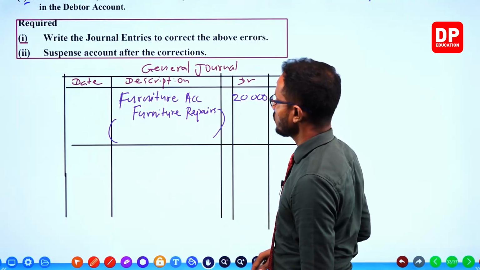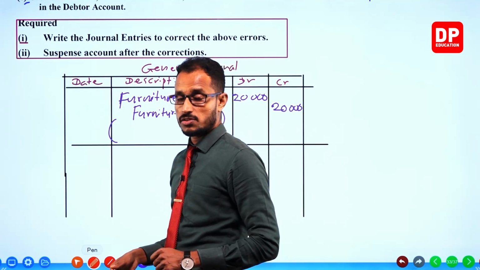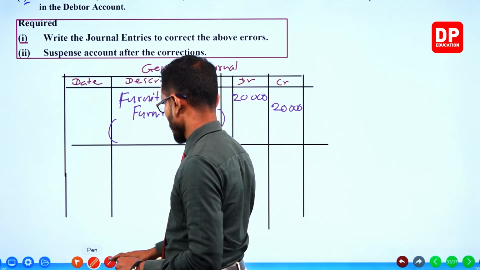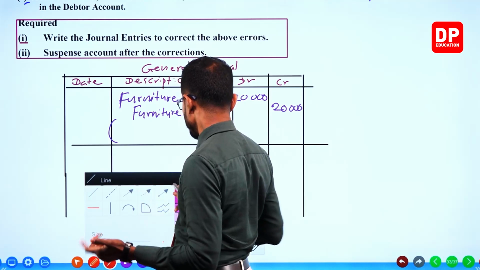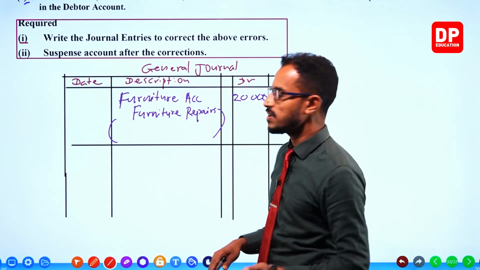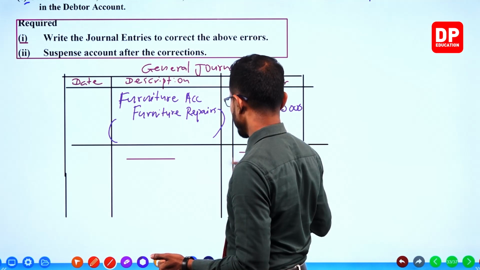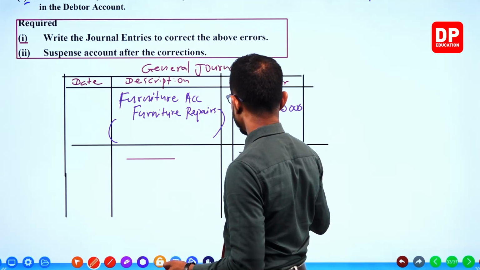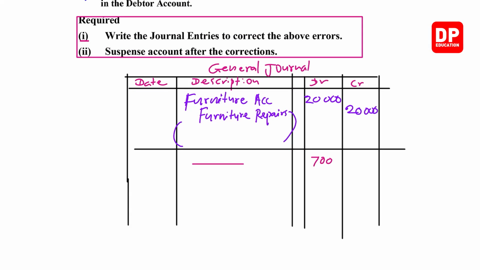But you know very well that you don't write trial balance when you correct errors in the general journal. You don't write trial balance. But the entry is putting the debit side 700 to the trial balance. Leave a blank. Put 700 to the debit column. Okay, this blank is for trial balance. Just to complete the double entry, we do that.